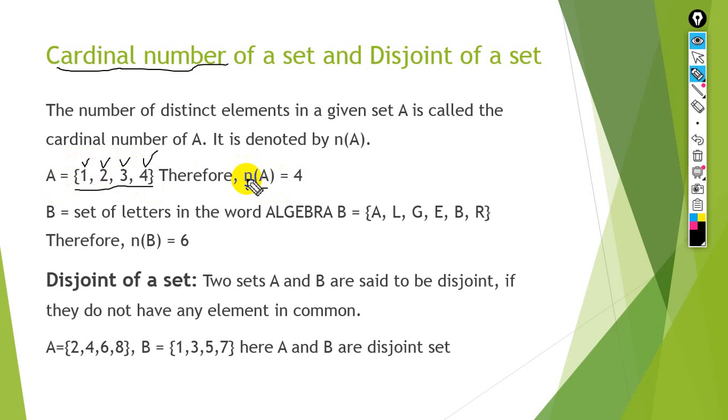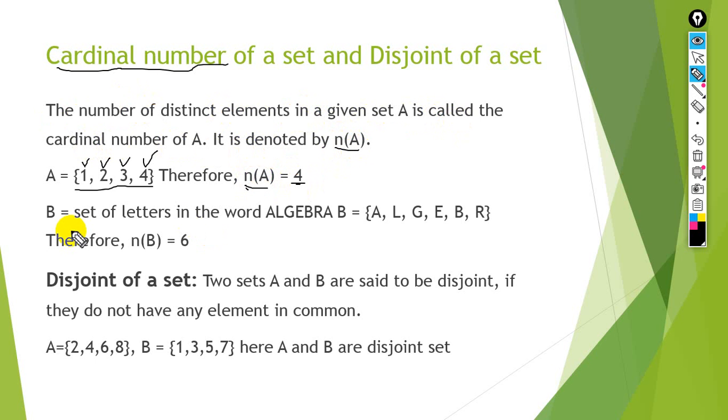This is represented by n(A), the cardinal number of a set A, the number of elements in A is equal to 4. So look at this. The number of distinct elements in a given set A is called the cardinal number of A. It is denoted by n(A).